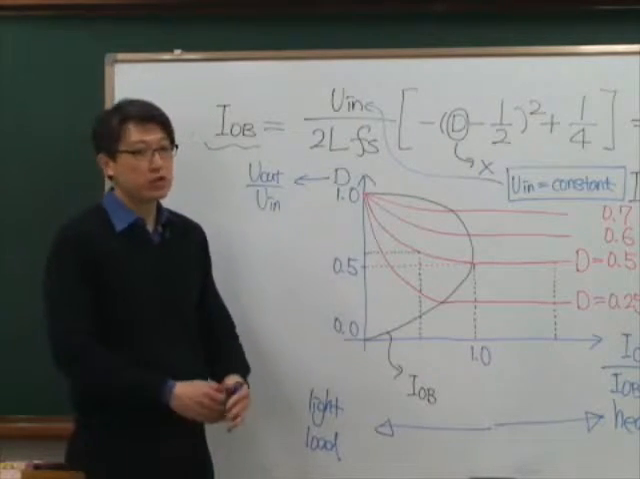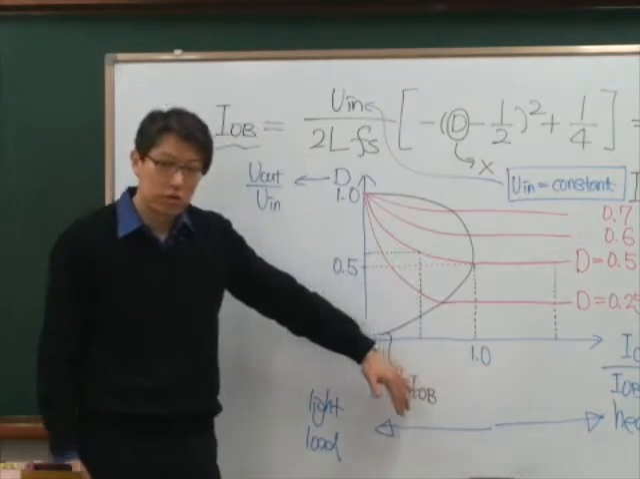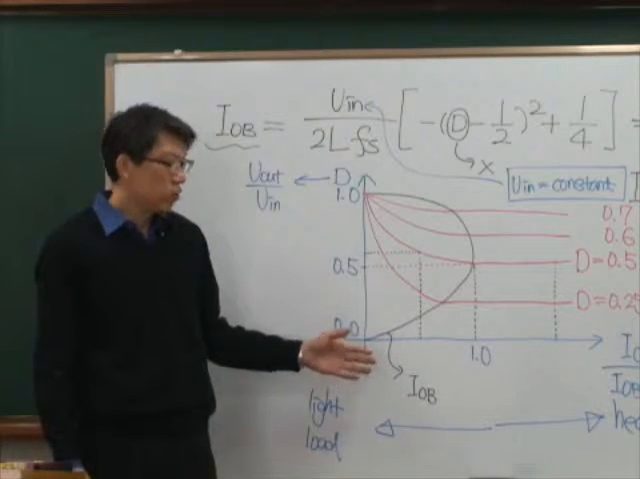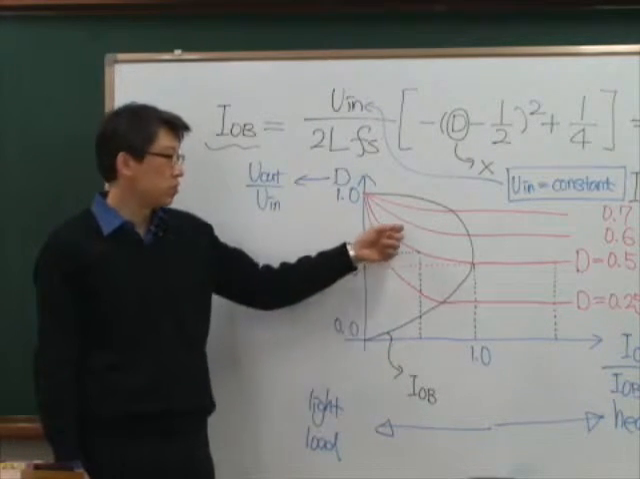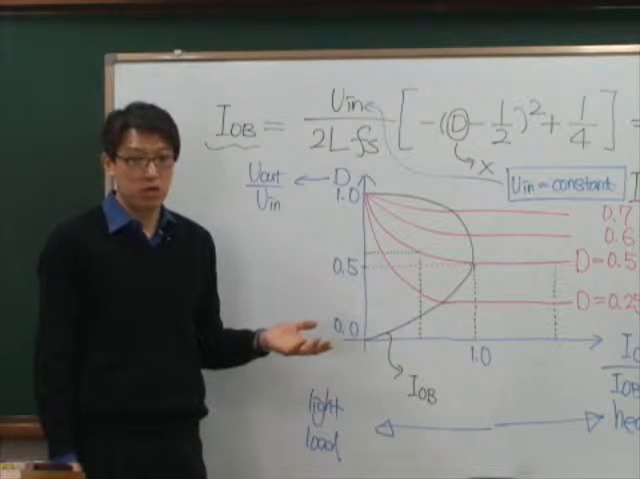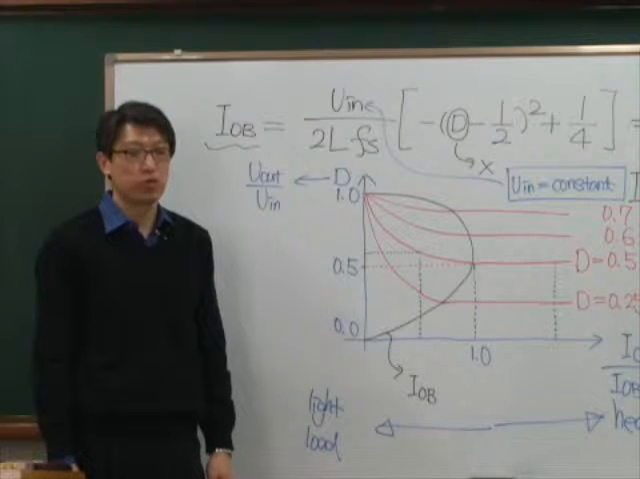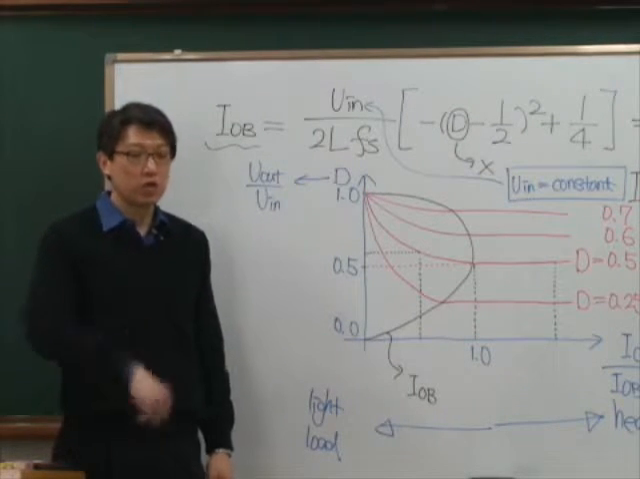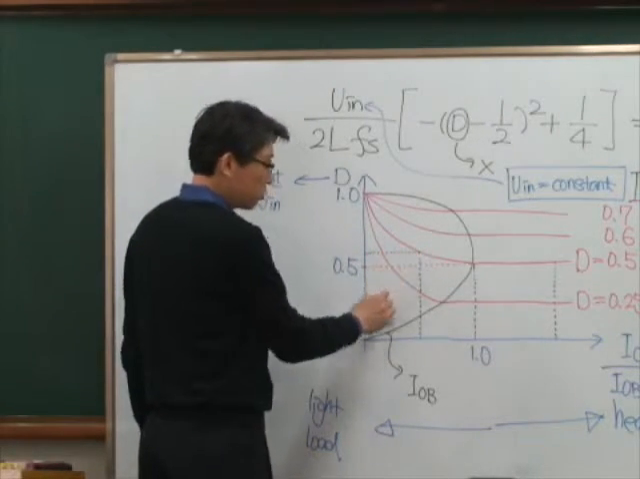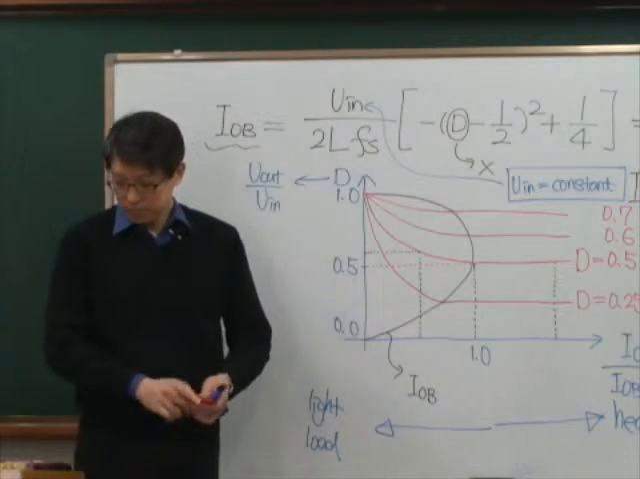So the key point is, if you reduce the load, which means increasing the load resistance, then you will enter discontinuous conduction mode. And once you enter discontinuous conduction mode, you will get higher voltage while maintaining the same duty. That's the key point. So what should you do when you want to have the same output voltage? Decrease the duty. You have to decrease the duty in order to get the same output voltage.